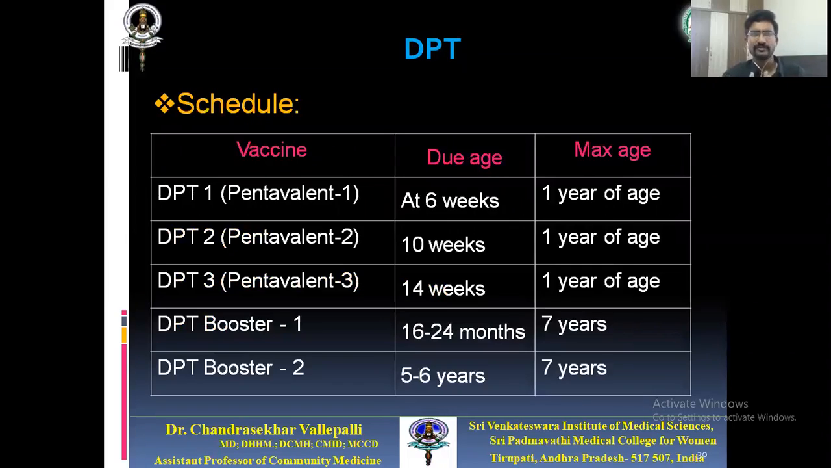Then what is the schedule? Previously we gave DPT 1, 2, 3. It was merged into the pentavalent vaccine, right? So we will give the first dose at 6 weeks, then 10 and 14 weeks, along with the OPV. Then there will be 2 booster doses. The first booster dose is given at 16 to 24 months, and the maximum age is 7 years. Then DPT booster 2 is at 5 to 6 years. The maximum age we can give is 7 years, right? This is the schedule of the DPT vaccine.